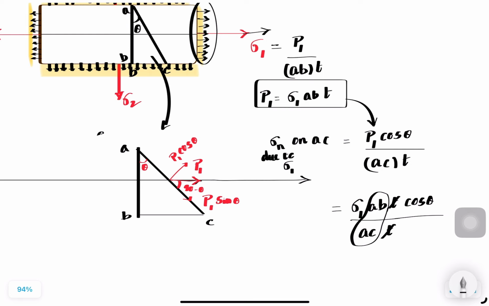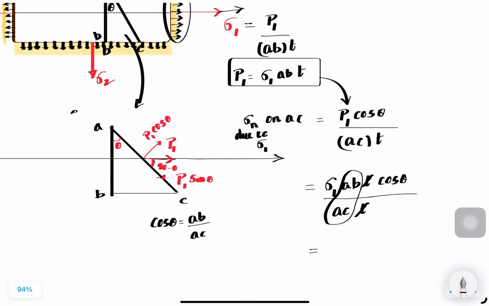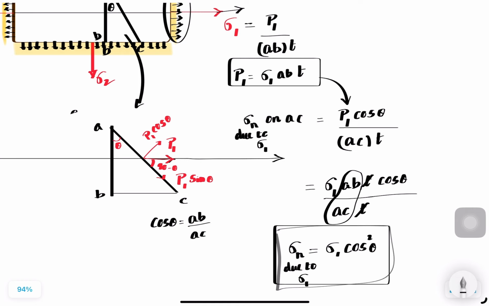You see that cos theta in this triangle is the adjacent side, which is AB, divided by the hypotenuse, which is AC. So I can replace AB by AC with cos theta. So I will be getting sigma 1 into cos theta into cos theta, which is cos square theta. So that's the expression for sigma n on AC due to sigma 1. Okay, so let me put a box. That's the expression for the normal stress on the inclined plane due to the horizontal stress sigma 1.